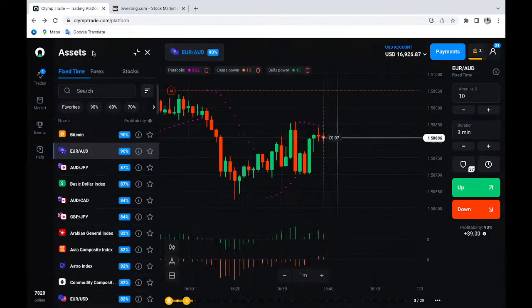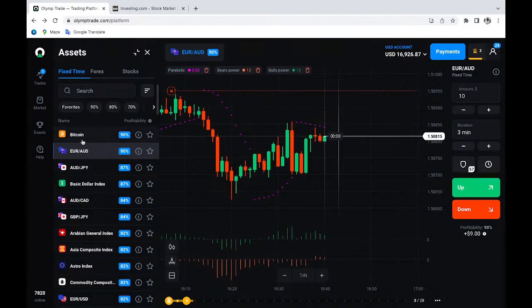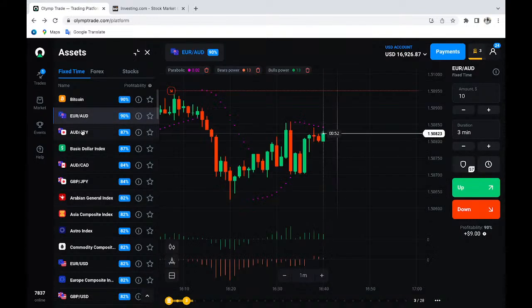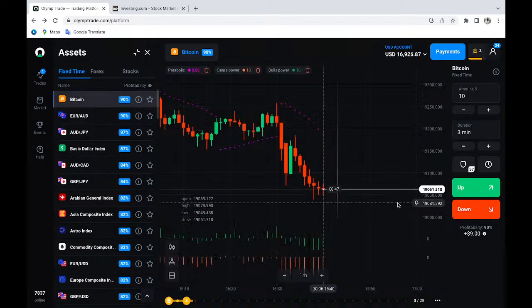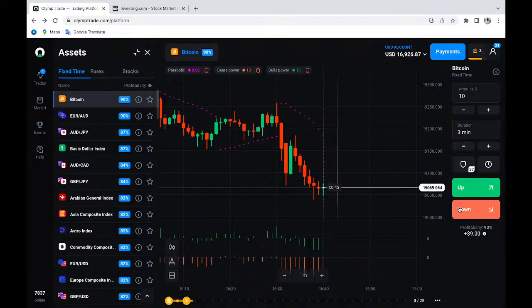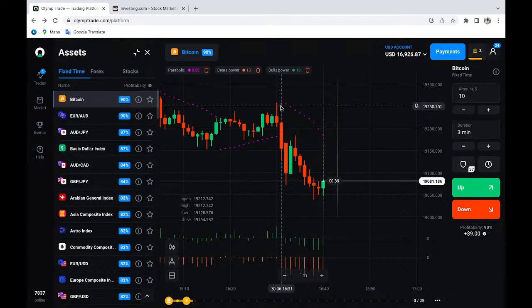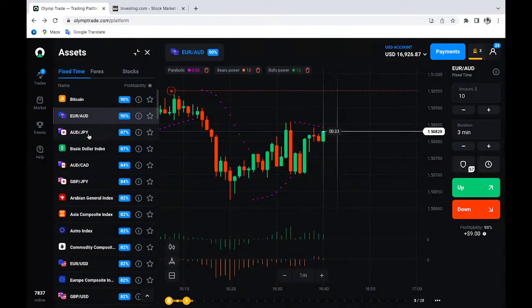Now let's change and use different assets. We will use Euro Australian dollar, Australian JPY, different assets, and we will try to open trades. Let's go with Bitcoin first. Here you can see the signal is continuously downward. We are a little late, however we will still try to open a trade, but the perfect entry is always the trend reversal point, the first and second dot. So let's go with the first to find the perfect position.